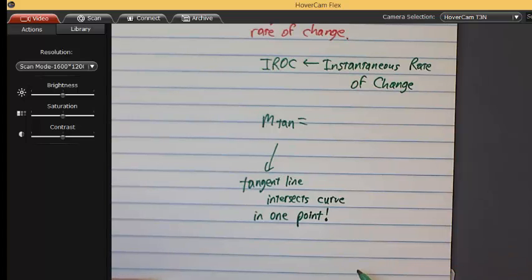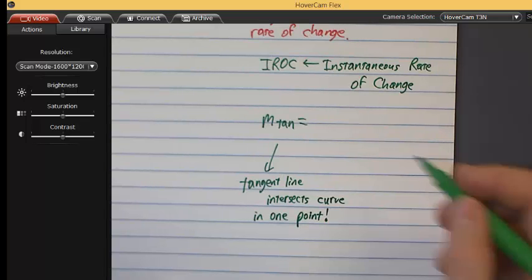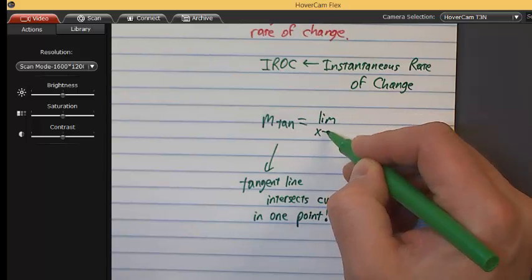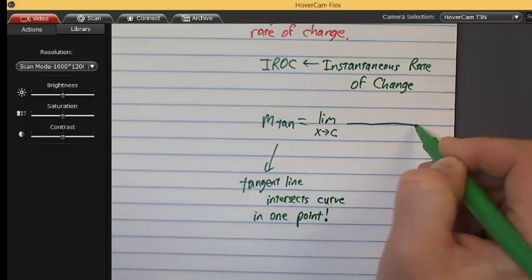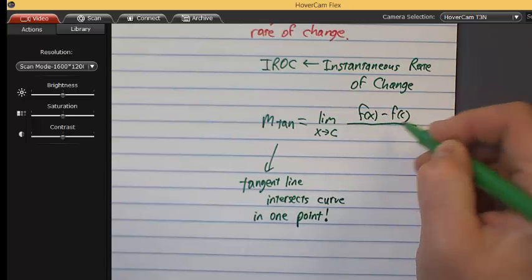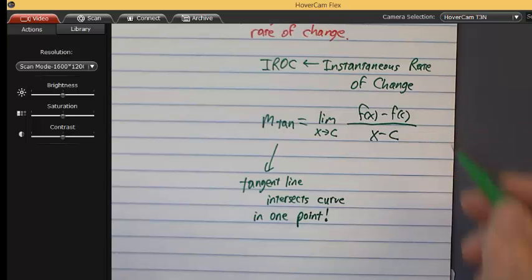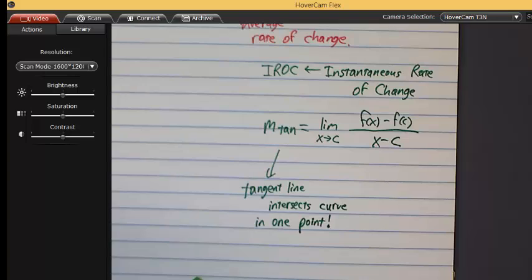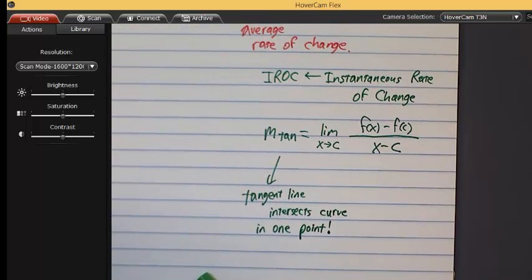But in order to do that, you can't compute a slope anymore, right? Because what's the formula for slope? Isn't it y2 minus y1 over x2 minus x1? But what we do is we take a limit as x approaches c. We use the same formula, but take a limit, and we're able to compute it. Okay?